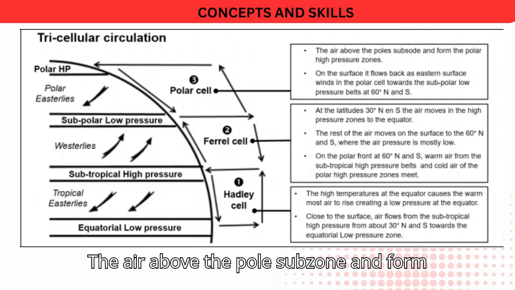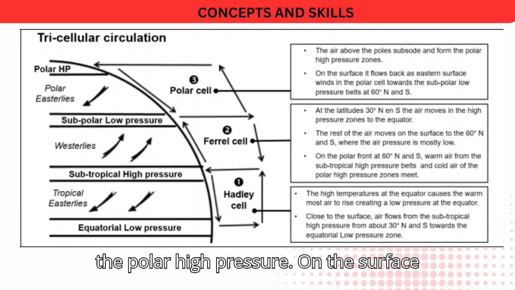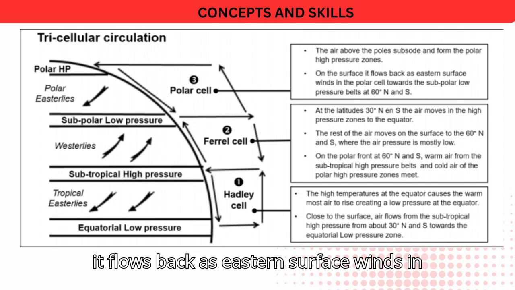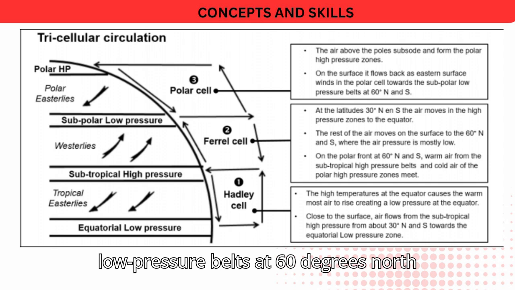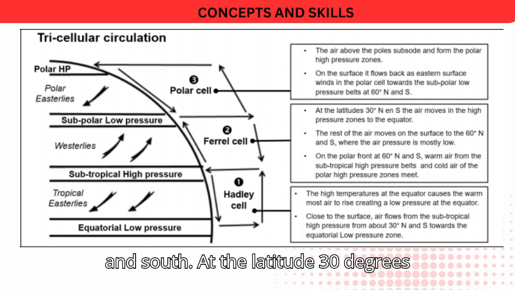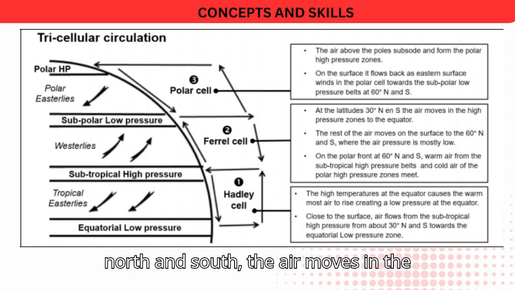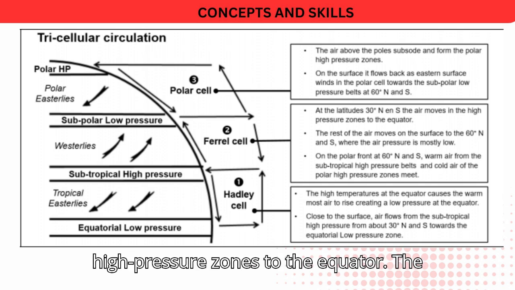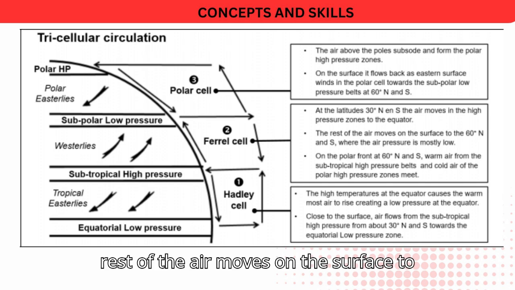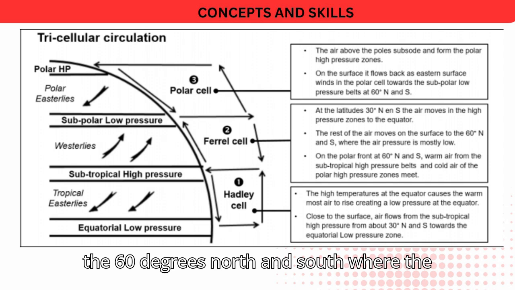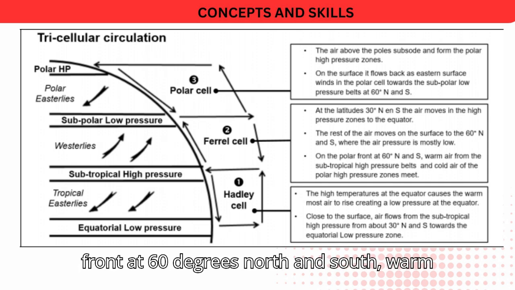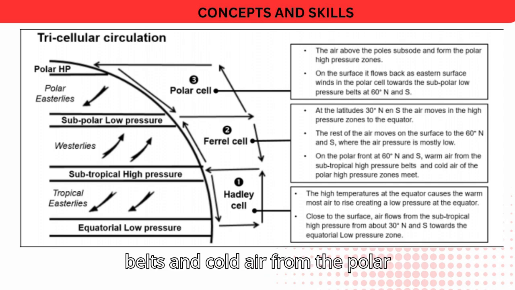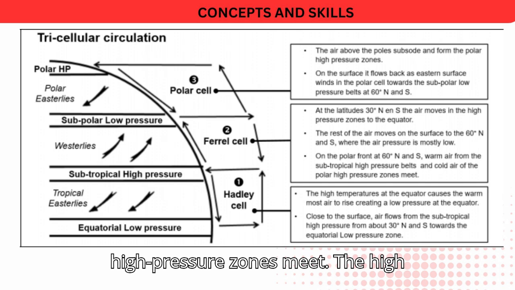The air above the poles subsides and forms the polar high pressure. On the surface it flows back as easterly surface winds in the polar cell towards the subpolar low pressure belts at 60 degrees north and south. At latitude 30 degrees north and south, the air moves in the high pressure zones to the equator. The rest of the air moves on the surface to 60 degrees north and south, where the air pressure is mostly low. At the polar front at 60 degrees north and south, warm air from the subtropical high pressure belts and cold air from the polar high pressure zones meet.